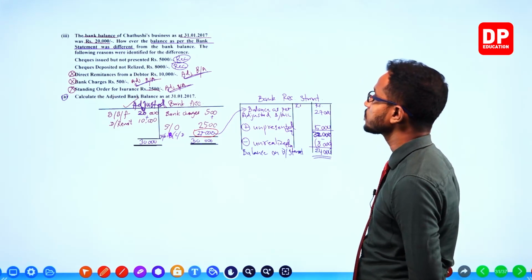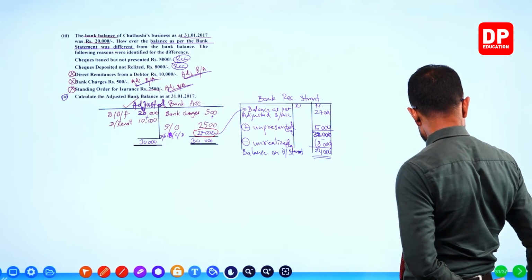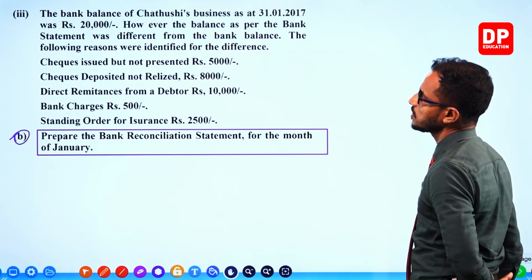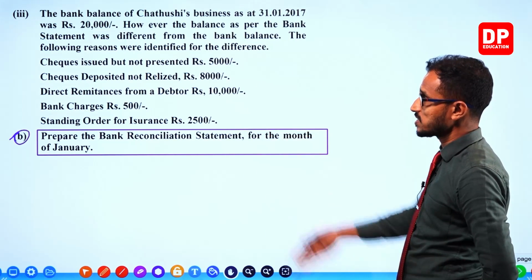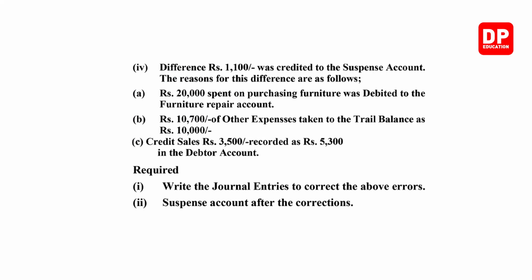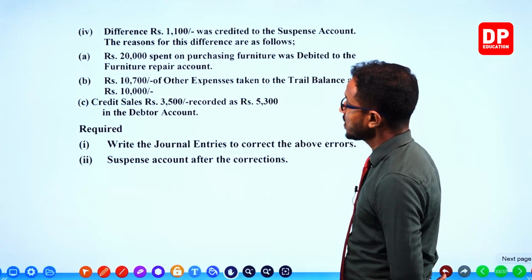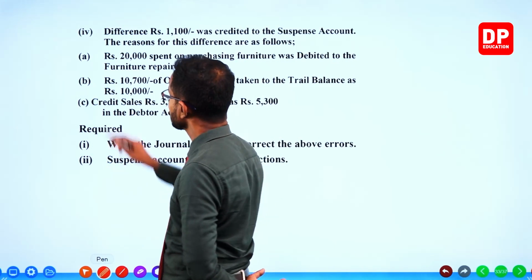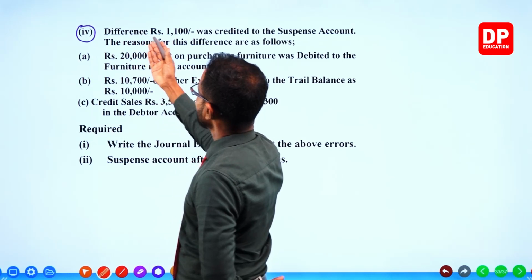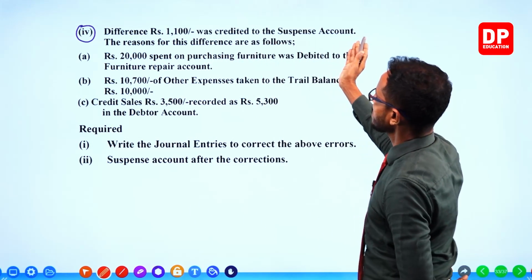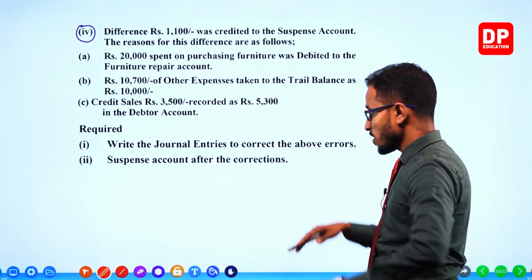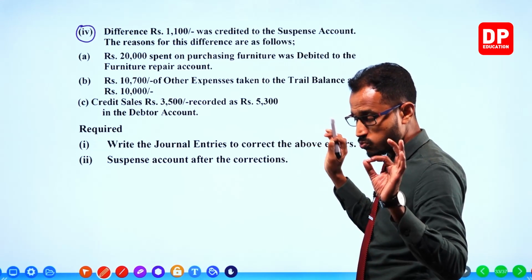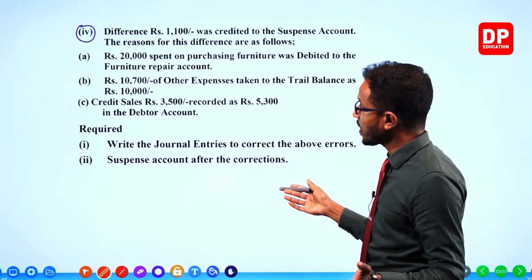Right. Moving on to the last part. This is the same question on another slide, the same bank reconciliation question. This is the fourth part. Difference 1,100 was credited to a suspense account. The reasons for this difference are as follows. There is no name of a business.